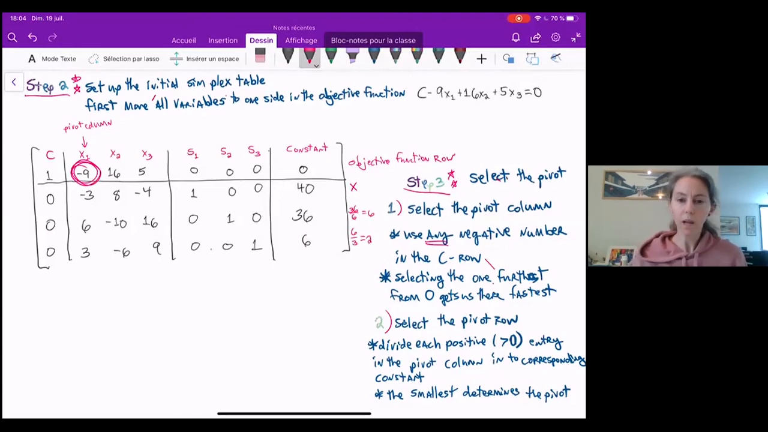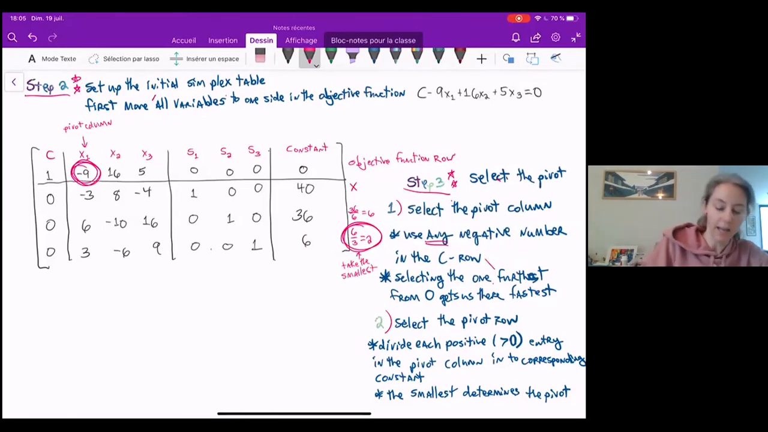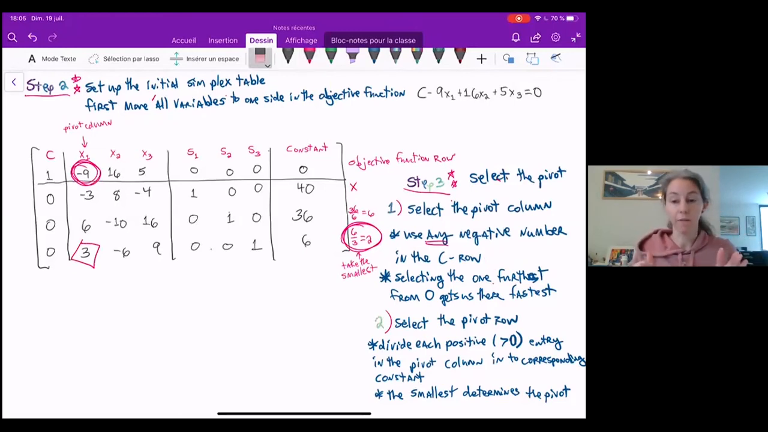2. Now, in order to pick the pivot row, I want to take the smallest of these. The smallest determines the pivot. So here I take the smallest, which means that row 4 is my pivot row, which makes this 3 a pivot. So totally different than what we did for Gauss-Jordan elimination. We've picked our pivot. Now what we do with that pivot is going to be quite similar.